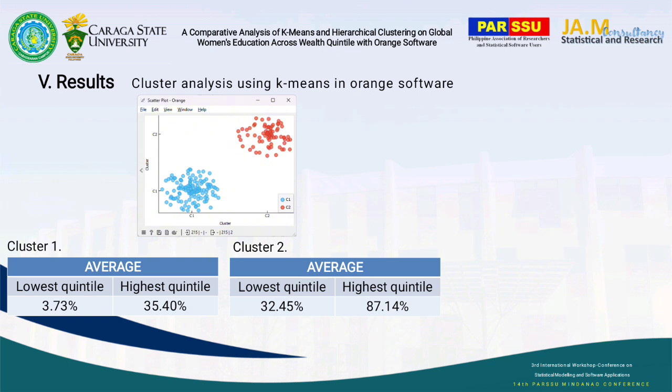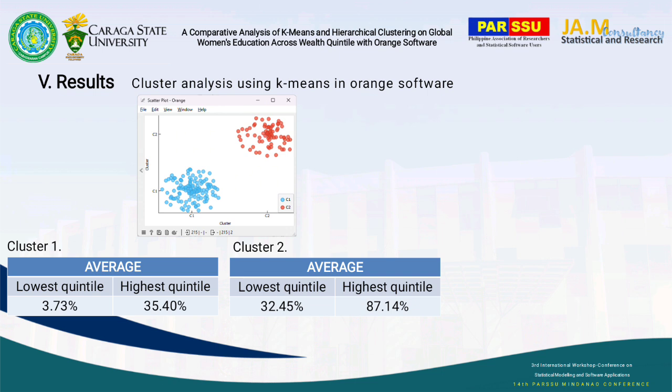Cluster 2, colored red. Countries in this cluster exhibit high levels of educational attainment among young women across all wealth quintiles. The progression is evident with an average of 32.45% in the lowest quintile and increasing consistently to 87.14% in the highest quintile. This includes countries from diverse regions, including Latin America, Southeast Asia, and some parts of Africa and Europe.